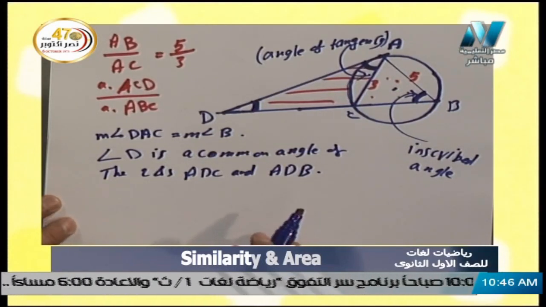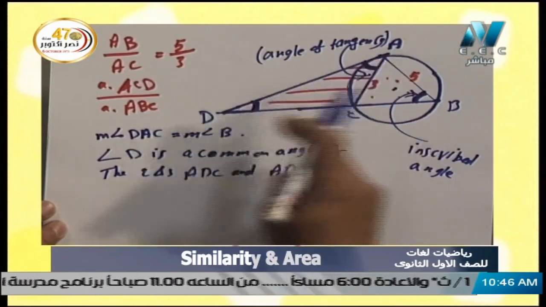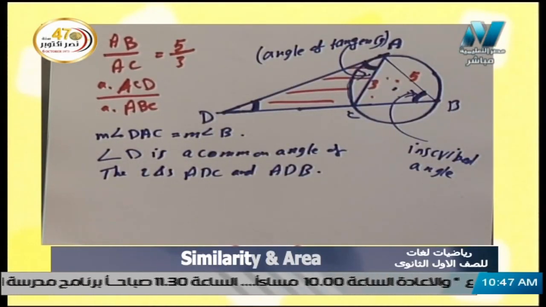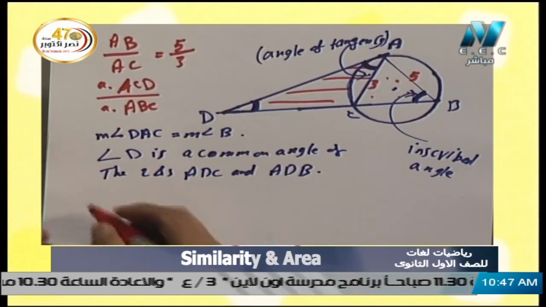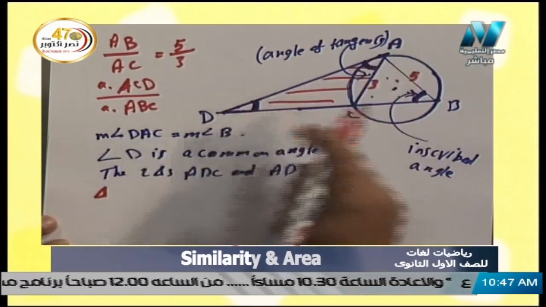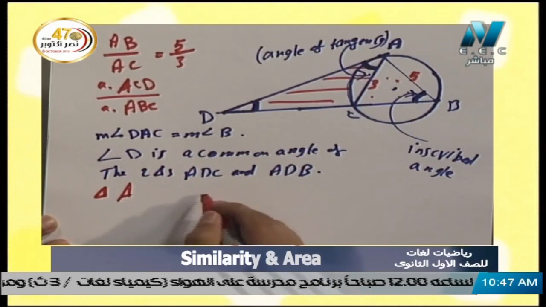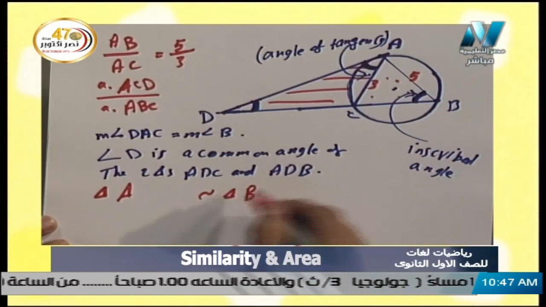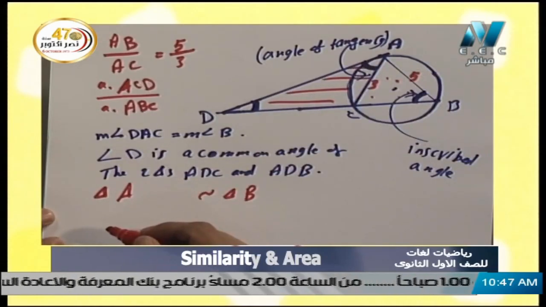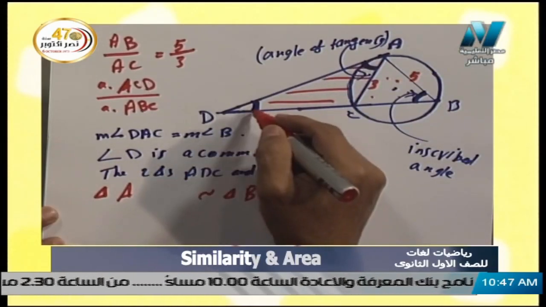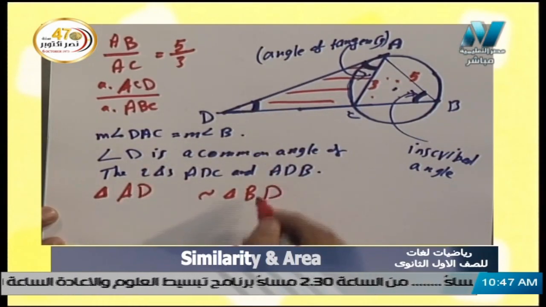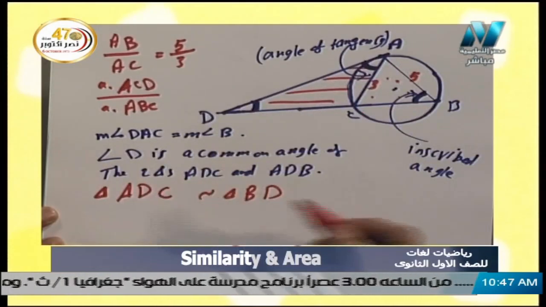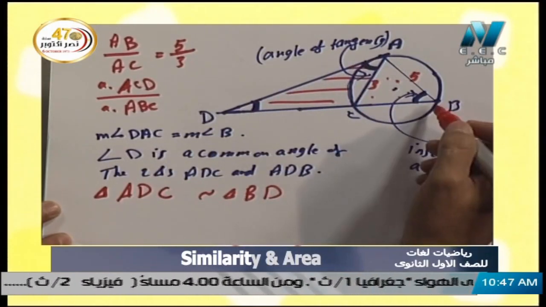So now we can say easily that triangle ADC is similar to triangle ADB, but be careful about the corresponding angles. First, write the triangle ADC. We will start with A. This angle equals this angle. So in the next triangle, we will start with B because the angle B here equals the angle A. And D is the common angle in the two triangles, so we write D here and D here also. So triangle ADC is similar to triangle BDA.